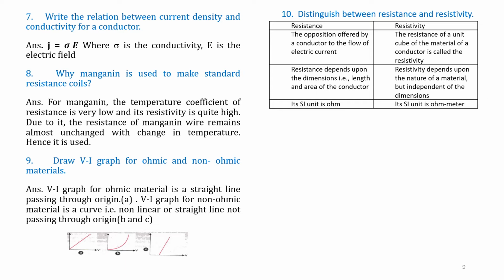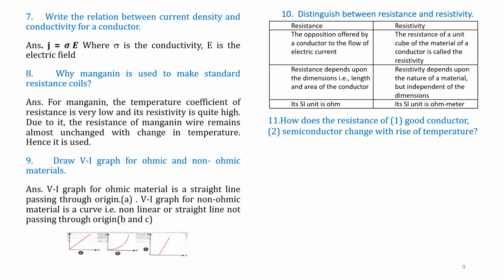Resistivity: the resistance of a unit cube of the material of a conductor is called resistivity. Resistivity depends upon the nature of the material but is independent of the dimensions. The SI unit of resistivity is ohm meter.